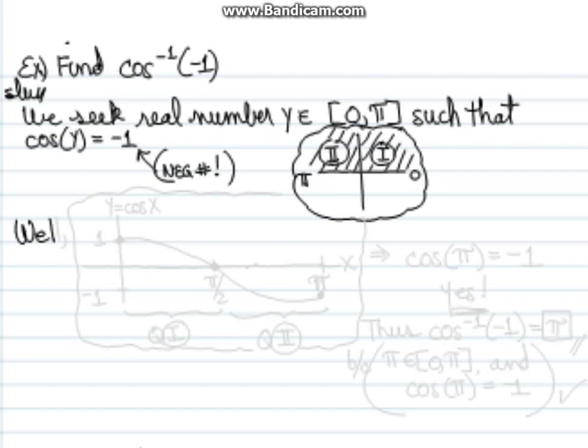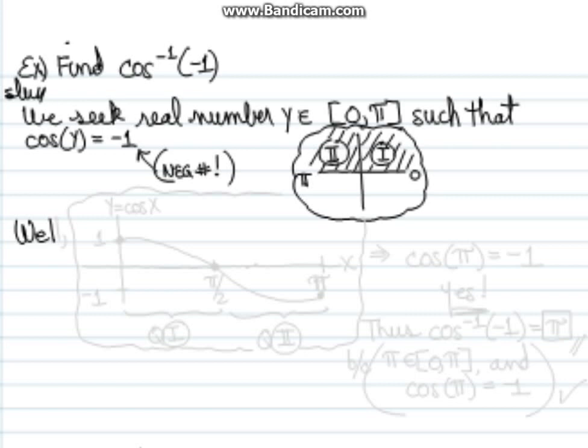Where is cosine going to be negative? Negative in quadrant 1 or 2? Well, in quadrant 1, everybody's positive. Quadrant 2, only sine and cosecant are positive. Everybody else is negative, so it's going to be in quadrant 2. Keep that in mind. It's going to be between pi over 2 and pi.